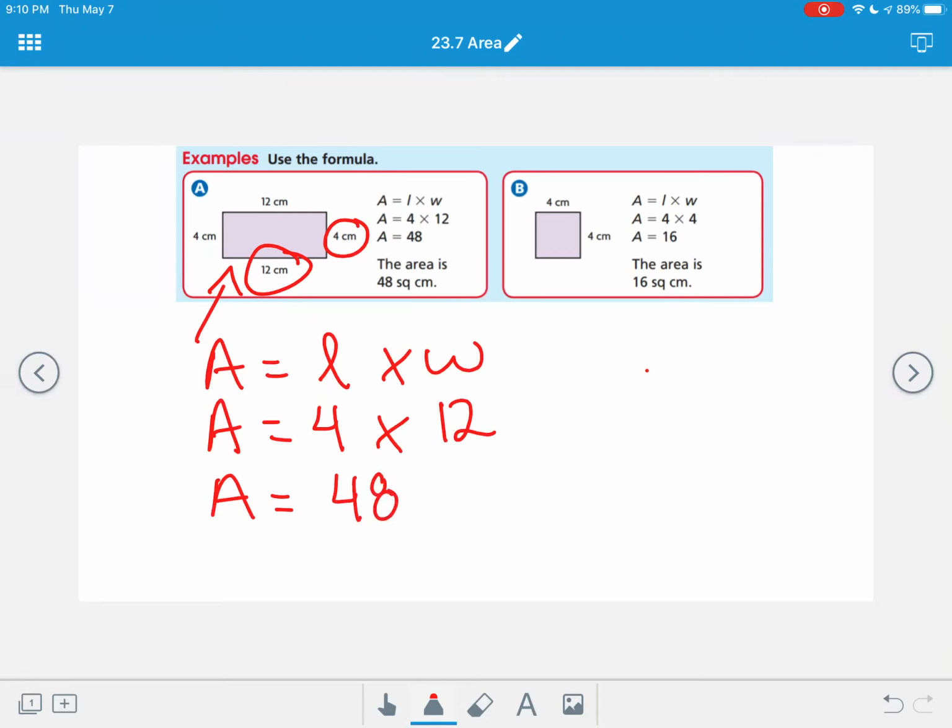4 times 12 is 48, and my label is centimeters, but not just regular centimeters, centimeters squared, because I've multiplied centimeters times centimeters. There's 2 of them, which makes it centimeters squared.